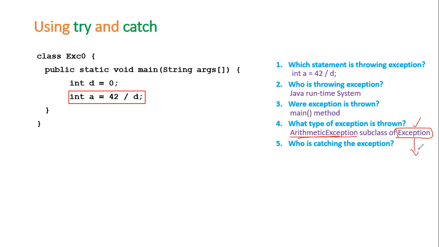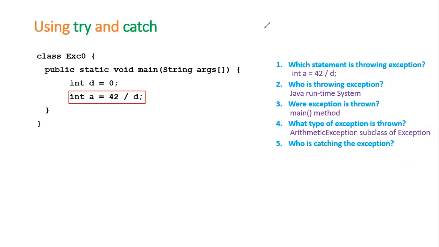In other words, this exception is a superclass. And this arithmetic exception is my subclass. This is my subclass, and this is my superclass. I think I have discussed this. This is my superclass, and this is my subclass. And this I'll discuss in detail.